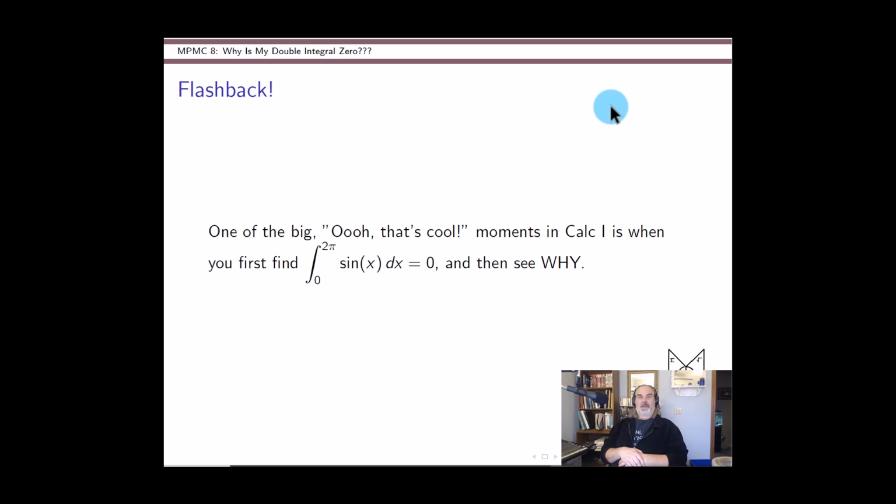One of the first big, ooh, that's cool moments in Calc 1 comes from the definite integral of sine of x, usually on 0 to 2 pi. So you're learning how to do definite integrals. This one gets thrown at you. You find the antiderivative of sine, you plug in 0 and 2 pi and subtract, and you get 0. Okay, whatever. But then you match that up to the picture of the graph of sine of x on 0 to 2 pi, and it's like, ooh, that's pretty cool.